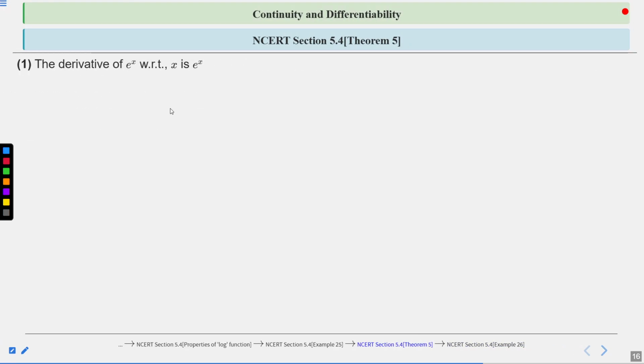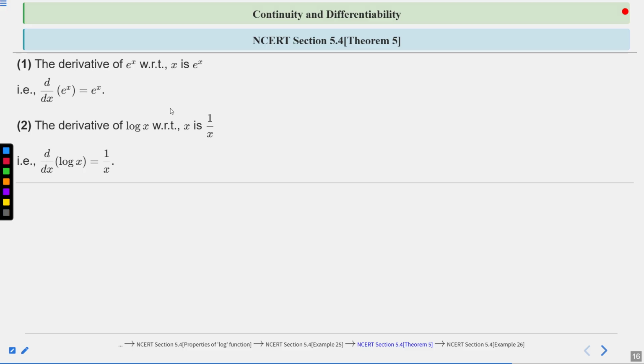Next, NCERT section 5.4, theorem 5. Part 1: the derivative of e to the power x with respect to x is basically e to the power x. Second, the derivative of log x with respect to x is basically 1 by x. That is, d upon dx of log x is equal to 1 by x.